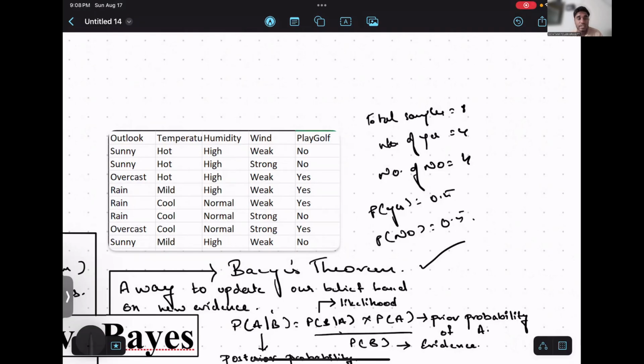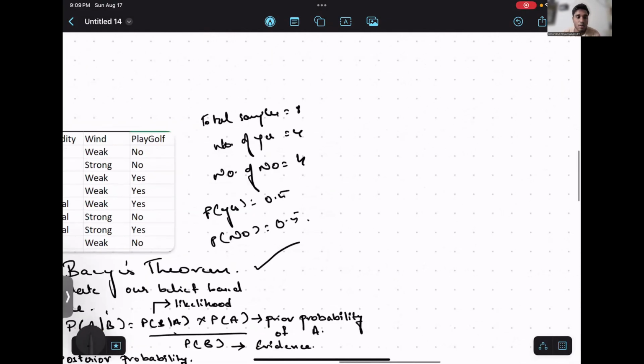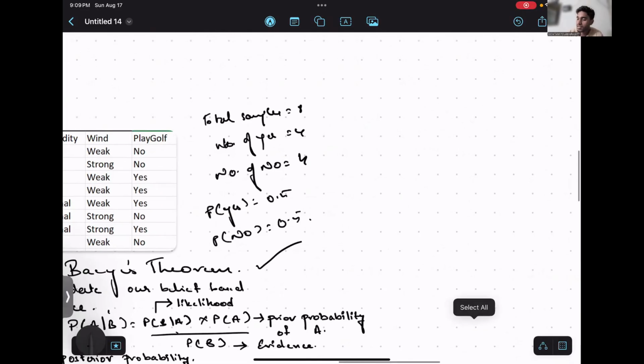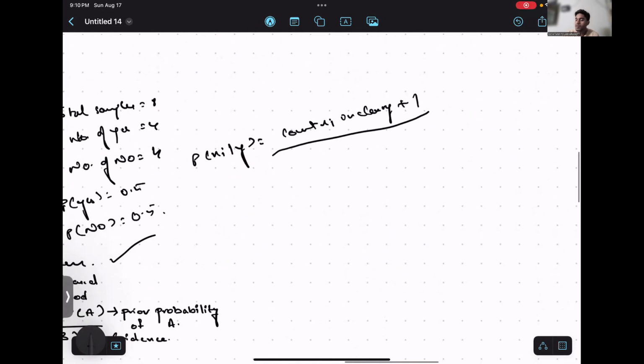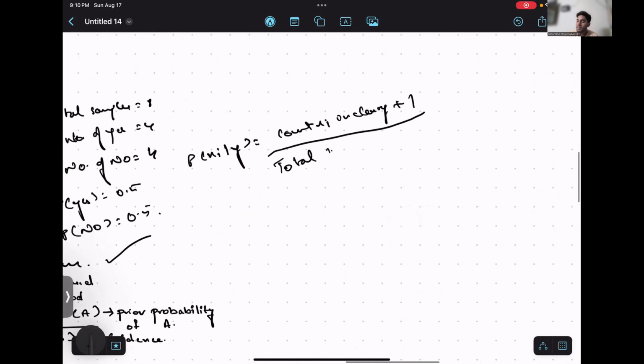We use Laplace smoothing to avoid zero probabilities. The formula for the probability of xi given y using Laplace smoothing is: P of xi given y is equal to the count of xi in class y plus 1, divided by the total instances in class y plus the number of possible values of xi.